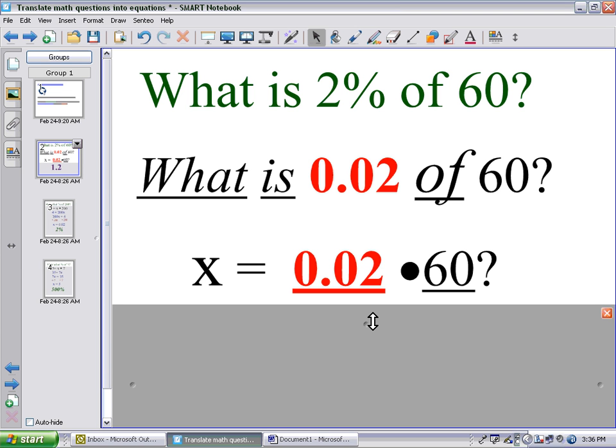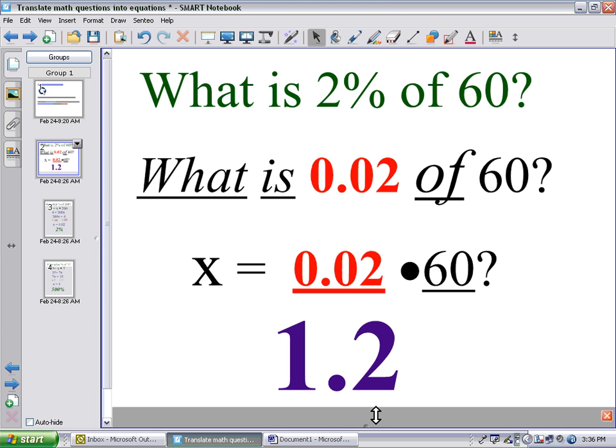And this even tells us what we need to do. It says the missing value is 0.02 times 60. And when we multiply those together, we get 1.2. Now we go back to the question, what is 2% of 60? 1.2 is 2% of 60.